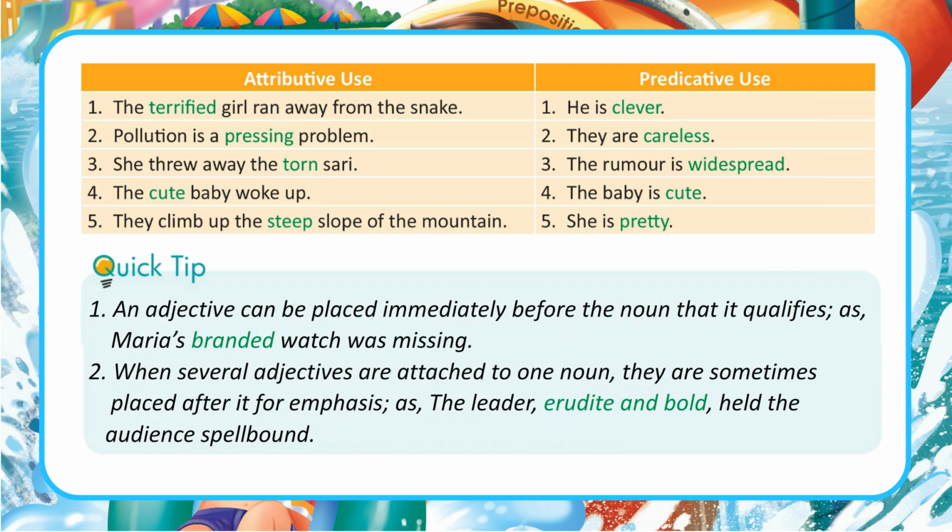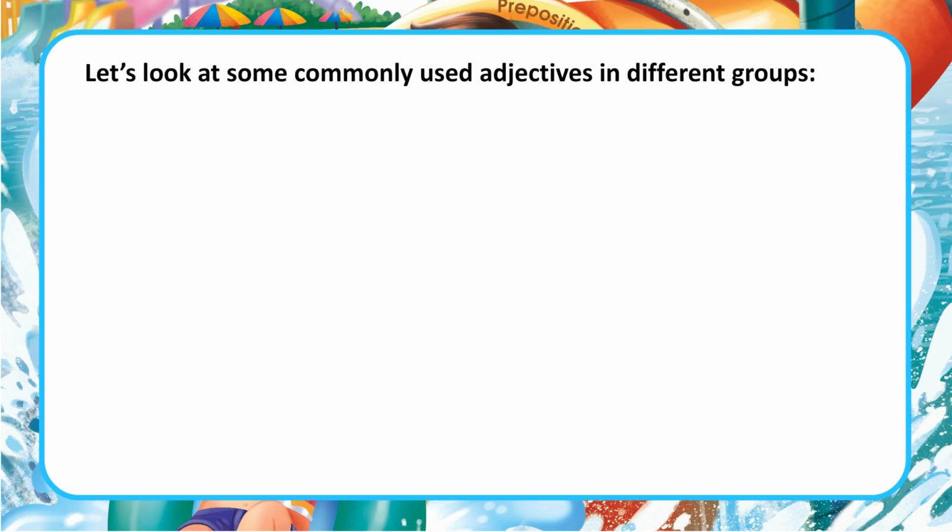Quick tip. 1. An adjective can be placed immediately before the noun that it qualifies, as in, Maria's branded watch was missing. 2. When several adjectives are attached to one noun, they are sometimes placed after it for emphasis, as in, the leader, erudite and bold, held the audience spellbound. Let's look at some commonly used adjectives in different groups.